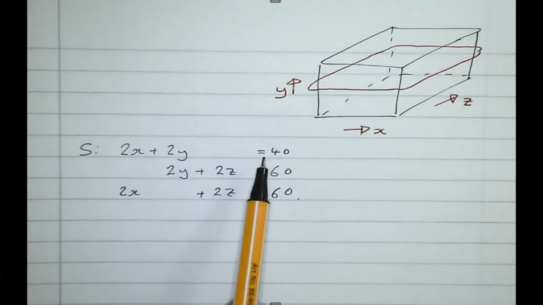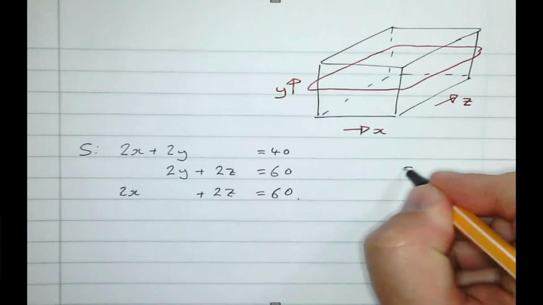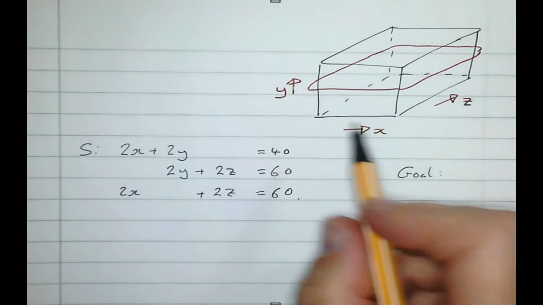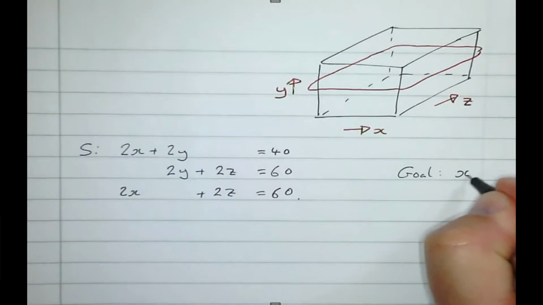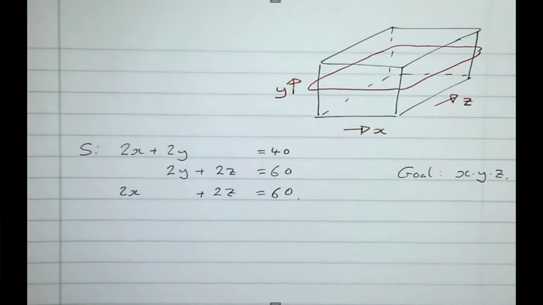So what we need to do is to turn these equations into a volume. Let's write down the goal. What we actually want to find is the volume, which will be X times Y times Z. I think the easiest way to solve for the volume is to actually calculate X, Y and Z separately and then plug them in.